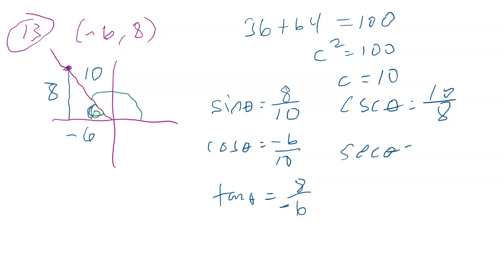Secant theta, -10 over 6. And then finally cotangent theta, which is -6 over 8. On to the next. 14. Hoping to get under 20 minutes.